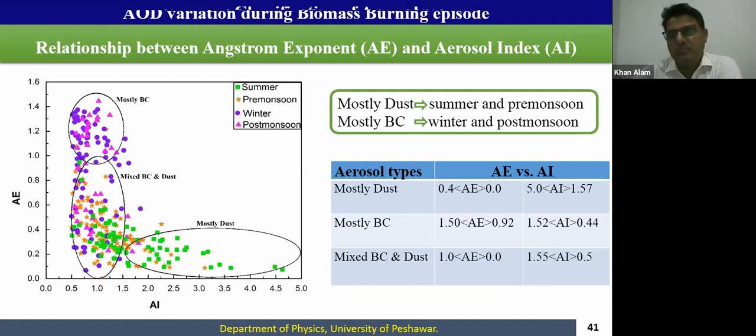If the Angstrom exponent lies between 1.5 and 0.92, and the aerosol index lies between 1.52 and 2.44, it corresponds to black carbon particles. And if the Angstrom exponent is between 0 and 1, and the aerosol index is between 0.5 and 1.55, it means that mixed particles, mixed dust and black carbon particles, are dominant.